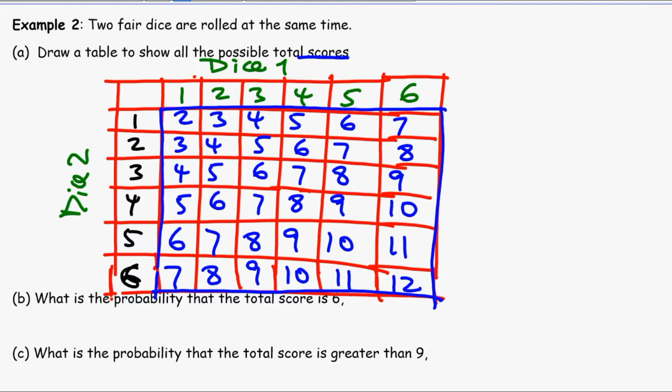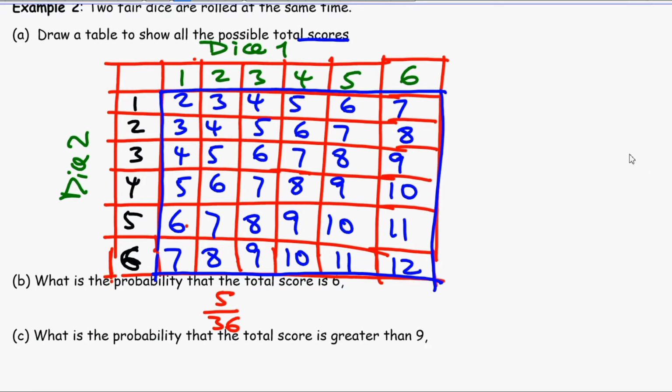So what's the probability that the total score is 6? We have 1, 2, 3, 4, 5, so we have 5 sixes. That will be 5 out of 36. And then what is the probability that the total score is greater than 9? Greater than 9 will be 10, 10, 10, 11, 11, and 12. So that's 1, 2, 3, 4, 5, 6. That will be 6 out of 36, which is just 1 over 6.